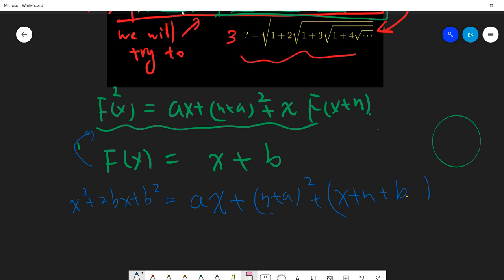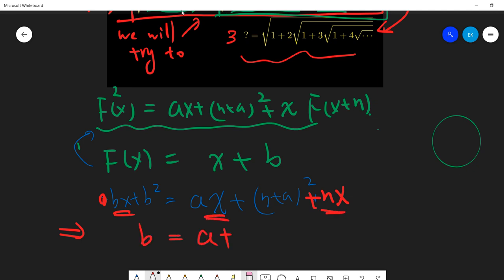And the times x. Okay, so we can cancel this x squared term, and then we can also cancel the bx. So the right hand side becomes nx, and this becomes bx. Okay, so in order to match everything, we see the x term: the coefficient of x, b, equals a plus n, and also b squared equals n plus a squared.